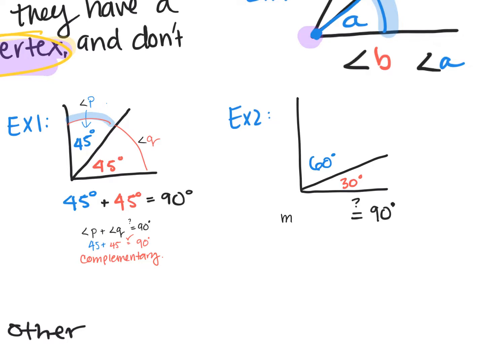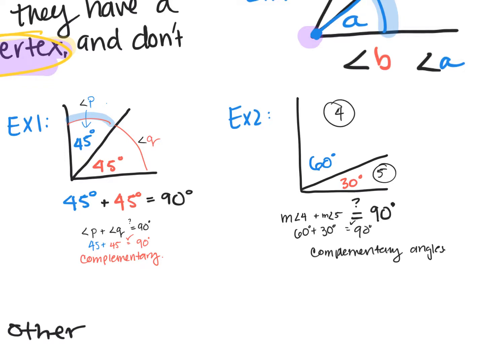Okay, so enough time. Measure angle, we'll call it angle 4, and we'll call this angle 5. So you see how I'm naming them different things? Does the measure of angle 4 plus the measure of angle 5 equal 90? Well, then you would do substitution, 60 plus 30. Yep, it equals 90 degrees. So this is also complementary angles, two angles that add up to 90.